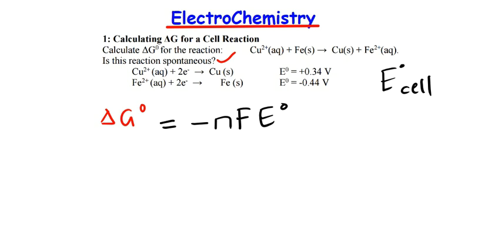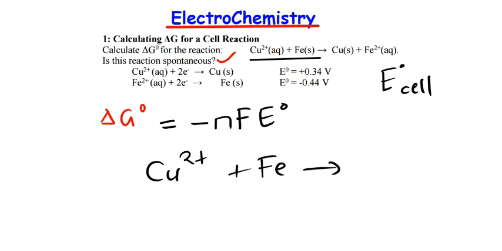So let's look at the reaction itself. Let me take you back to the reaction itself. The reaction was between copper 2 plus, I'm just copying that equation, and then plus the iron, giving us the copper solid plus the iron 2 ions. That's our reaction.